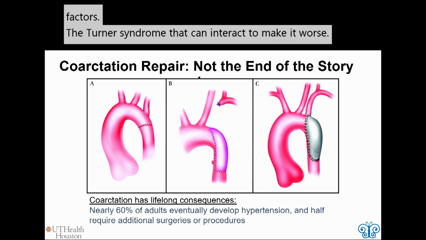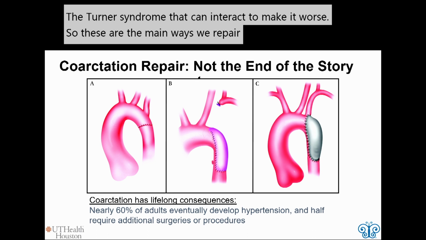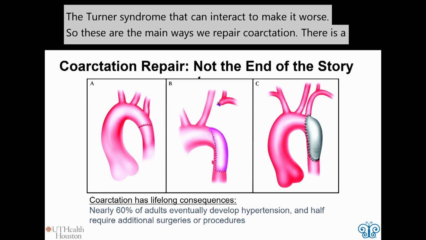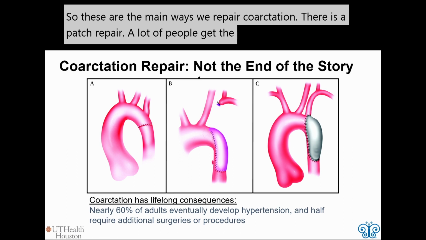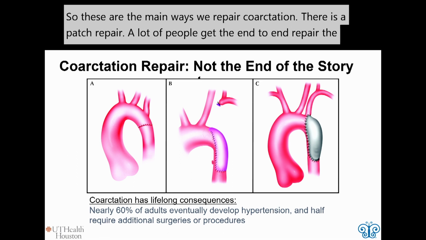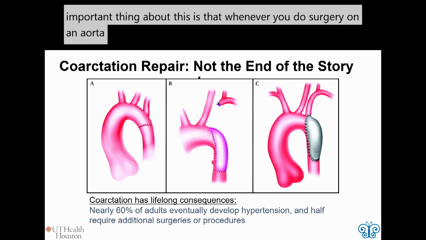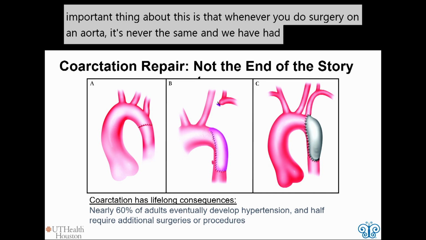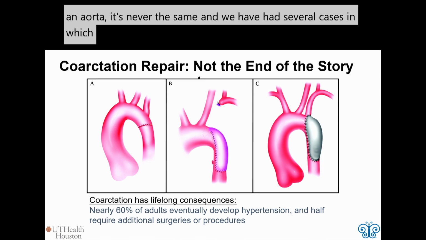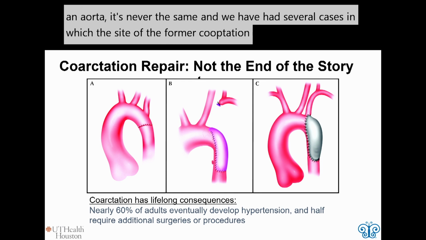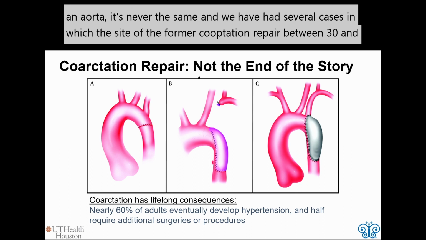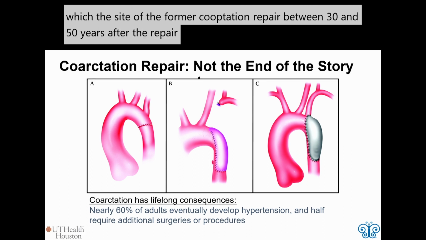So these are the main ways we repair coarctation. There is a patch repair. A lot of people get the end-to-end repair. The important thing about this is that whenever you do surgery on an aorta, it's never the same. And we have had several cases in which the site of the former coarctation repair, between 30 and 50 years after the repair, develops an aneurysm in Turner syndrome.